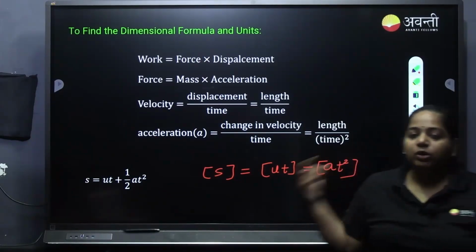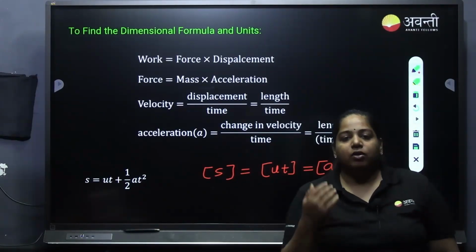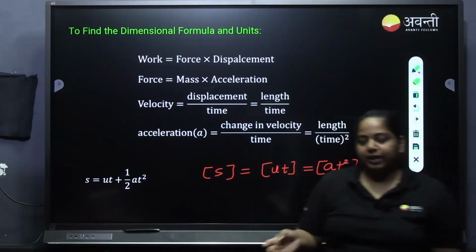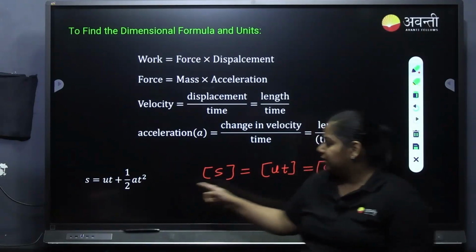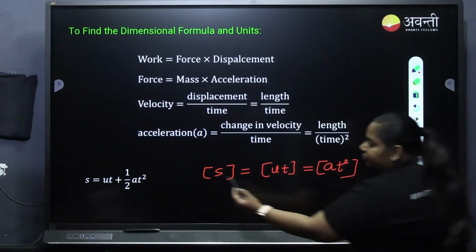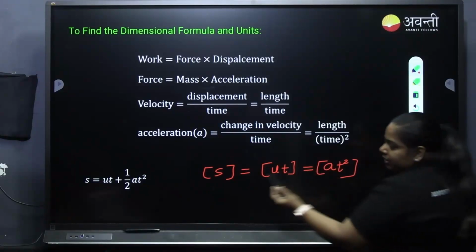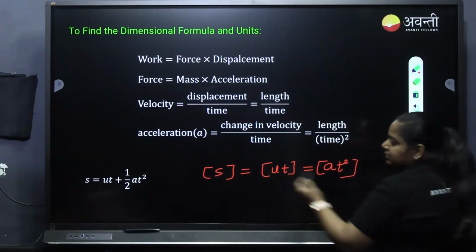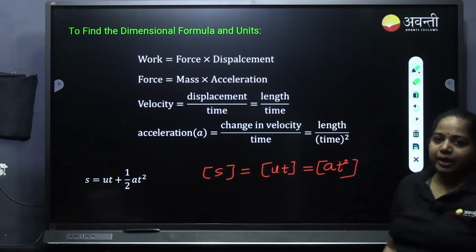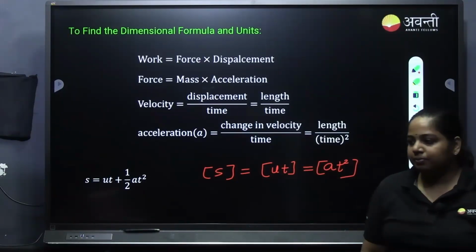And 1 by 2 is a whole number. Whole numbers don't have dimension, like pi or E or theta you are taking, they are dimensionless quantities. But other things we will write with dimension. So these two we are adding, so they both have the same dimension, and we are equating it to S, which means it should also have the same dimension. That is what dimension analysis means.